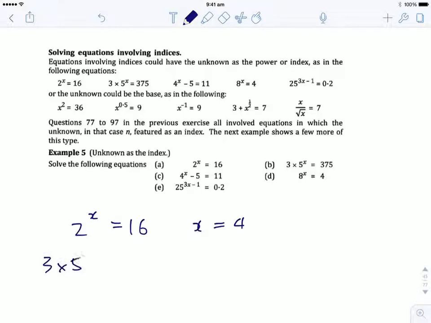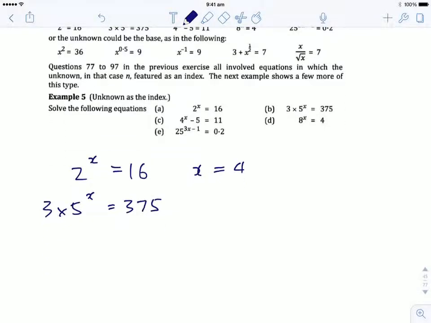3 times 5 to the x is 375. First of all, divide by 3, so you get the 5 to the x on its own. So in this one here, if we divide by 3, we get 375 divided by 3, which is 125. And then I can say straight away, okay, 5 cubed is 125. So that's how you would do B.